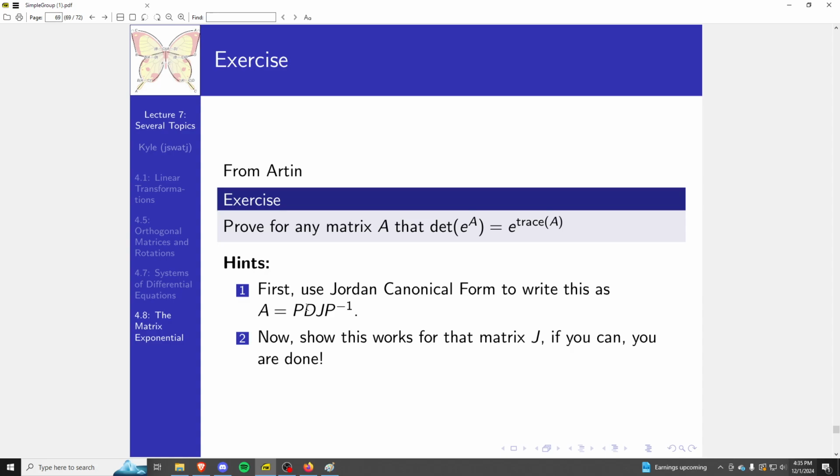To rewrite it, this is not right. This should not be D. It's PJP inverse. So ignore that. And if you can show that this works for a matrix J, then you're basically done. And you'll see exactly why you're done.